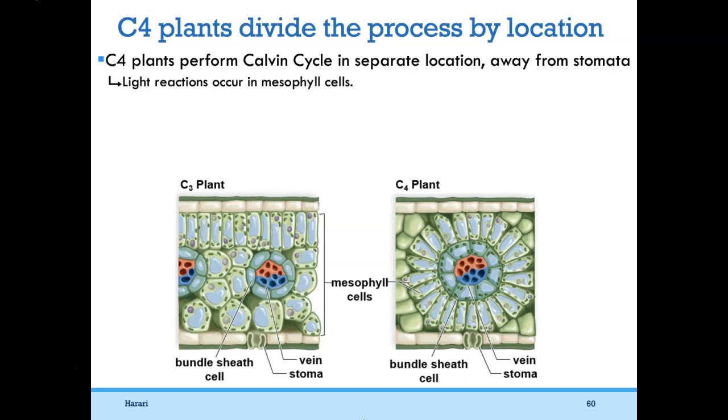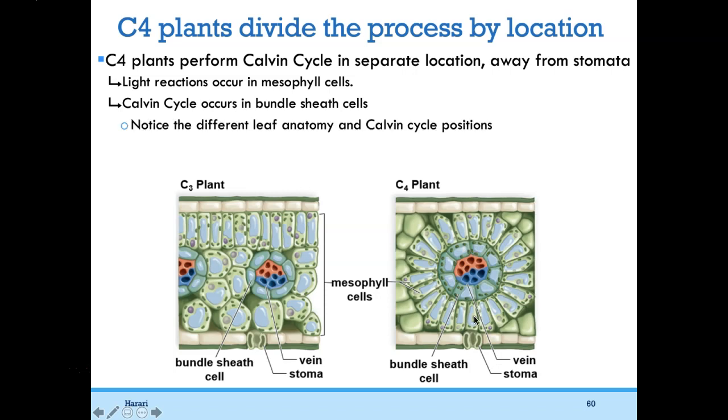So let's look at, here we see the stoma, there's a pore right by the location of photosynthesis in a C3 plant. In a C4 plant, the light reactions occur in mesophyll cells, but the Calvin cycle occurs in a different type of cell called bundle sheath cells. So these darker green cells over here do the Calvin cycle. These outer cells do the light reactions. And the bundle sheath cells that do the Calvin cycle are far away from the stomata.